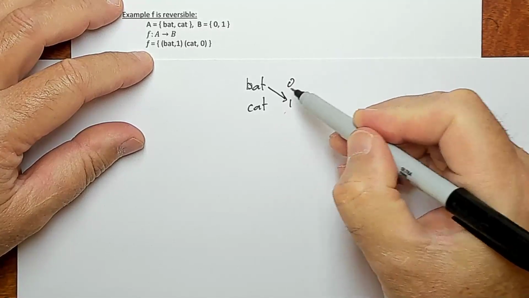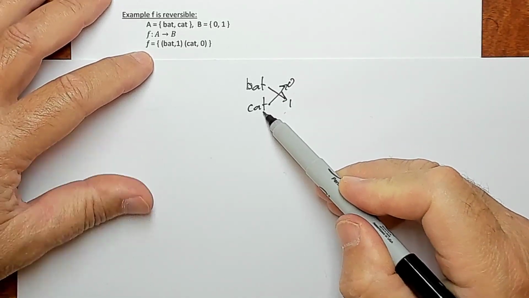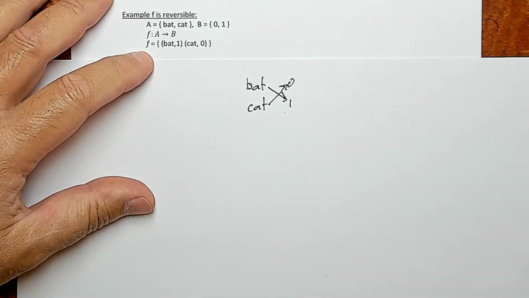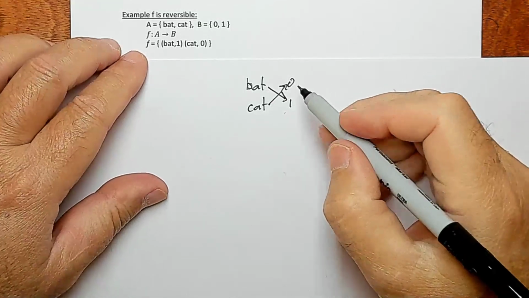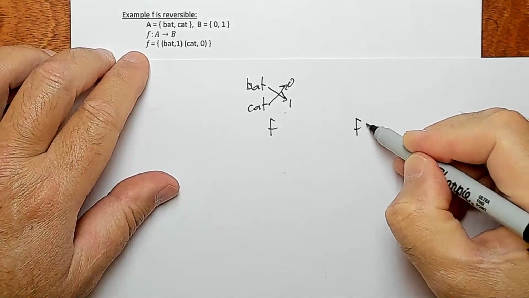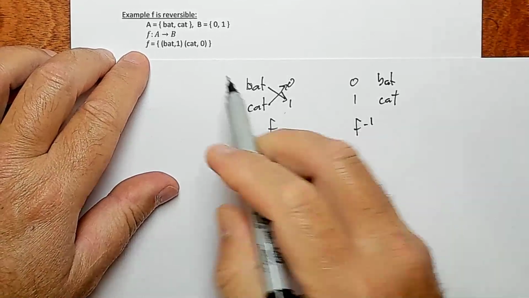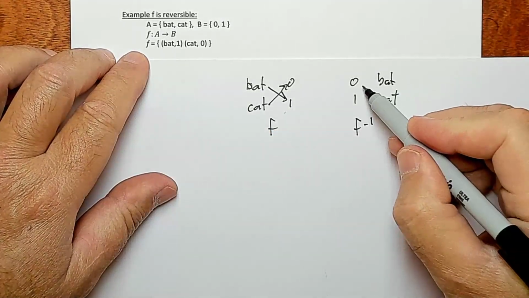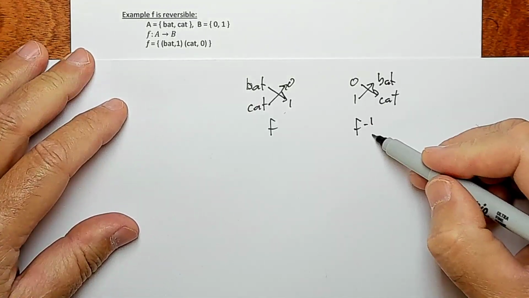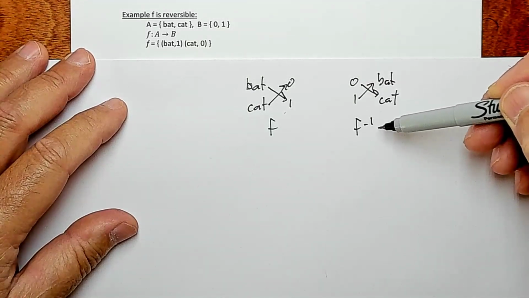So you put in a bat, you get 1, and you put in a cat, you get 0. It's robust because it handles bats and it handles cats. And it's deterministic because bat will always give you the same output and cat will always give you the same output. So it's a function, because it's robust and deterministic. And then this is f, and f minus 1 is you flip these ordered pairs. So 0 would give you cat and 1 would give you bat. So this is the inverse. The inverse is also robust and deterministic, so this is also a function.